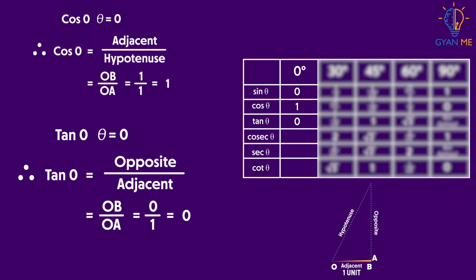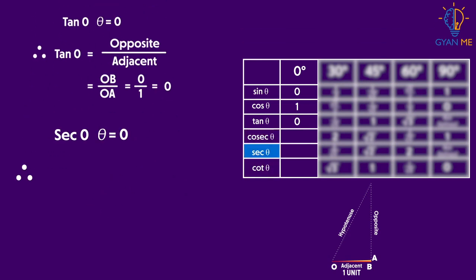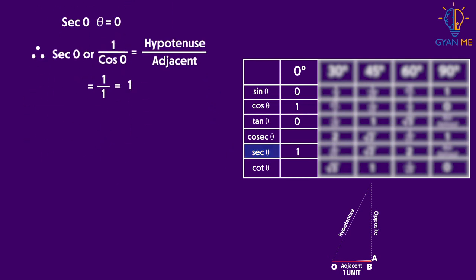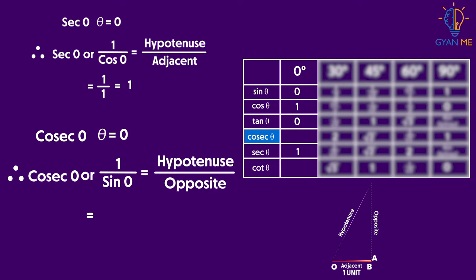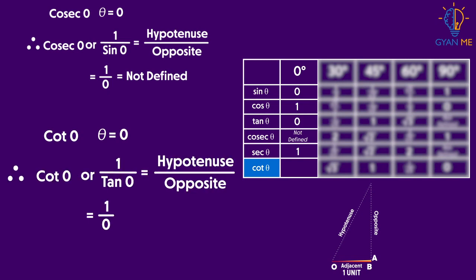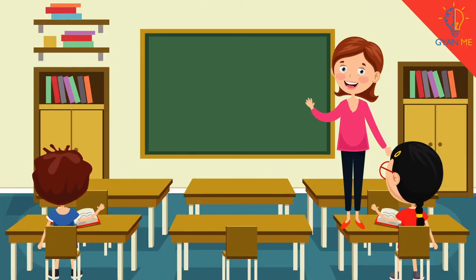Now what about the other 3 remaining ratios? Let's find them out as well. Sec 0 is nothing but 1 upon cos 0, which is 1 upon 1 equals 1. Cosec 0 is 1 upon sine 0, which is 1 upon 0, written as not defined. Cot 0 is nothing but 1 upon tan 0, which is 1 upon 0, again written as not defined.